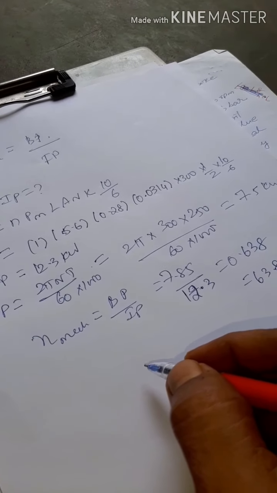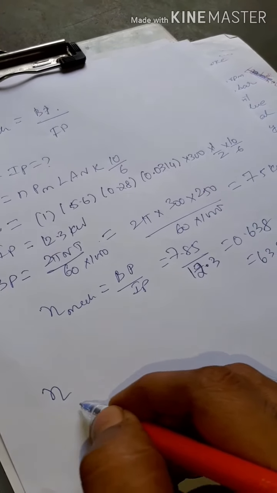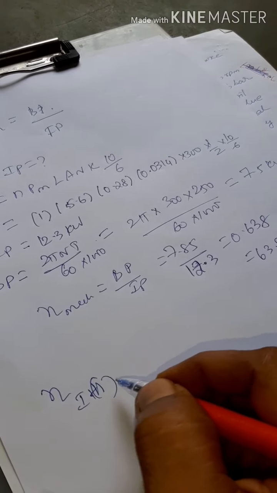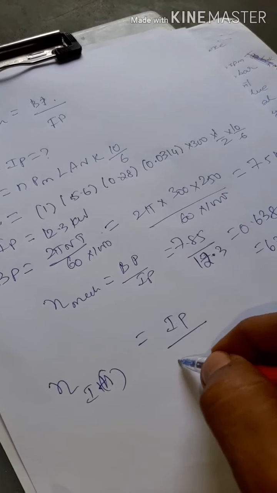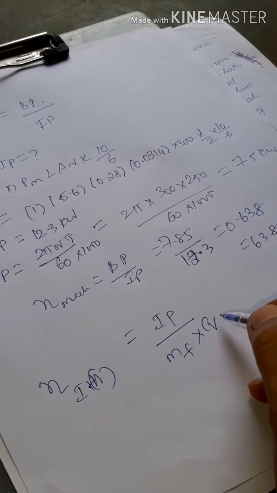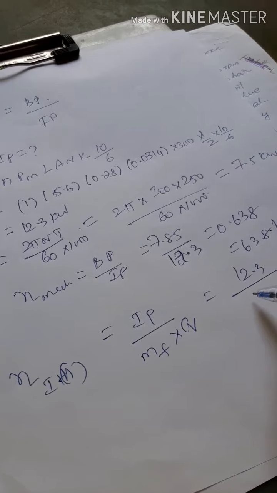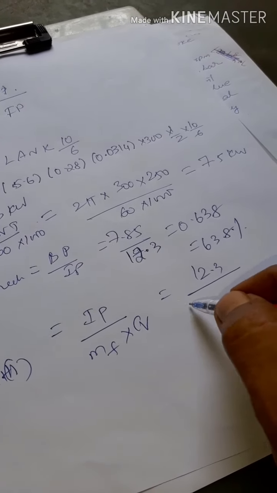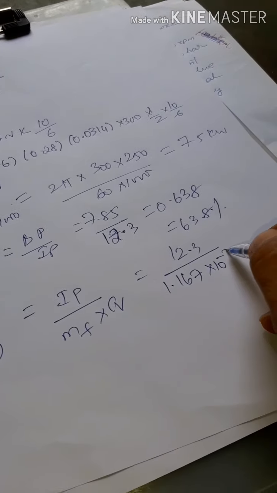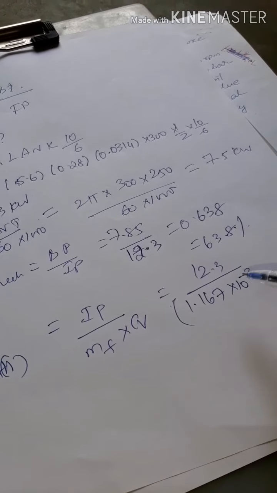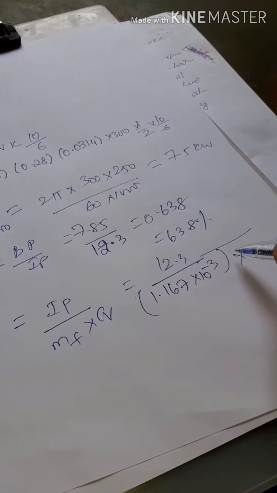Now indicated thermal efficiency. Indicated thermal efficiency is how much? The formula: indicated thermal efficiency is equal to IP divided by MF into CV, the calorific value. So indicated power is 12.3 divided by oil consumed, which is given as 1.167 into 10 to the power of minus 3, multiplied by calorific value, 41,000.